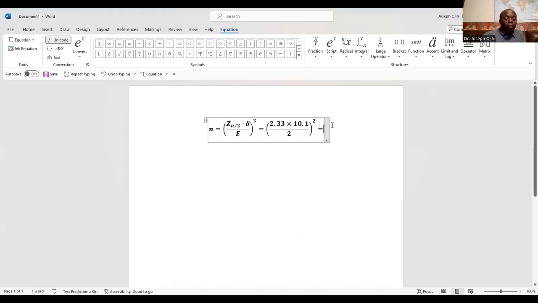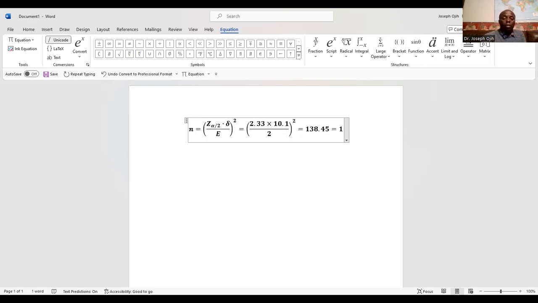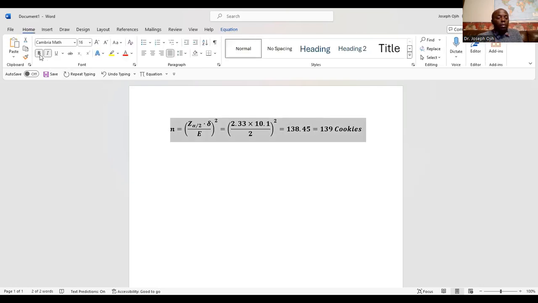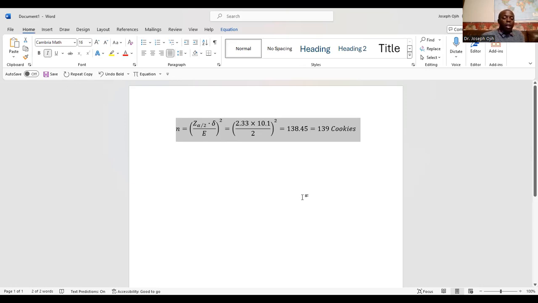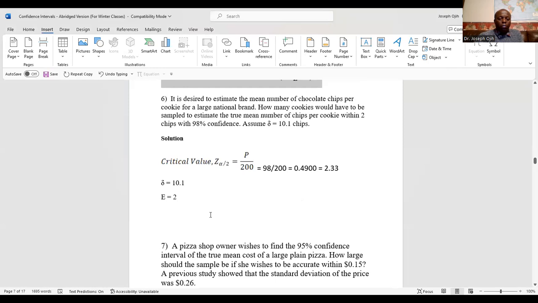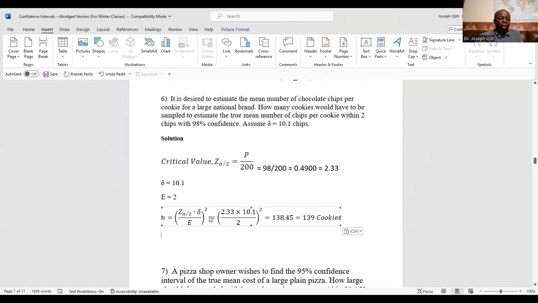which is 138.45, which is one. You always go up to the next whole number. 139 cookies we need, or 139 samples. I'm gonna copy this group and paste it right here for this question. That's how you do it.